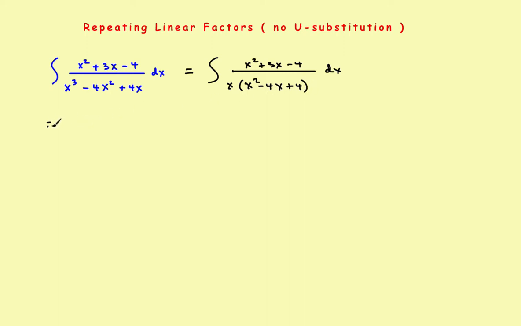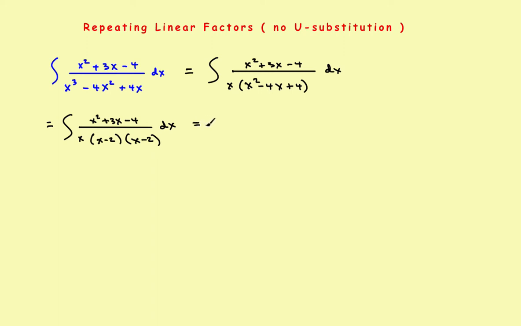Then I think we'll scoot it over here. We'll make this the integral of, and we'll keep going, still dx. The numerator stays the same: x squared plus 3x minus 4. Then you've still got this x in the denominator. Now this, though, will factor into an x minus 2 times an x minus 2.